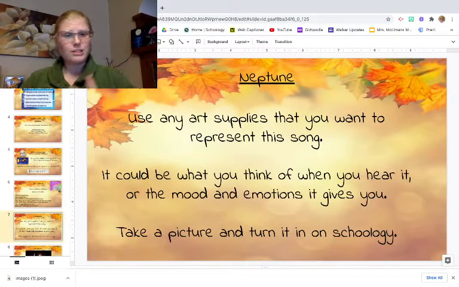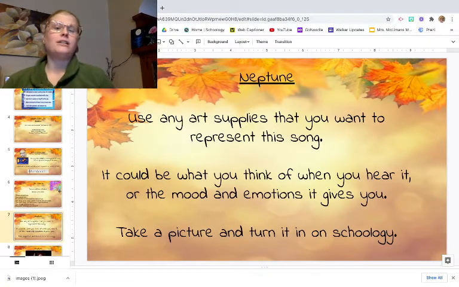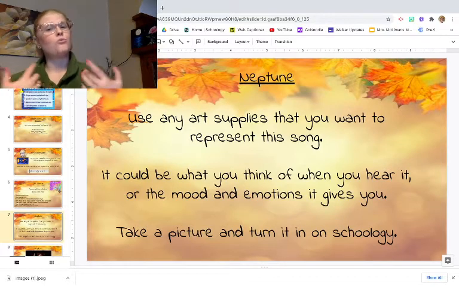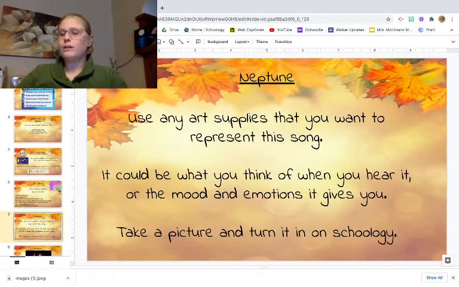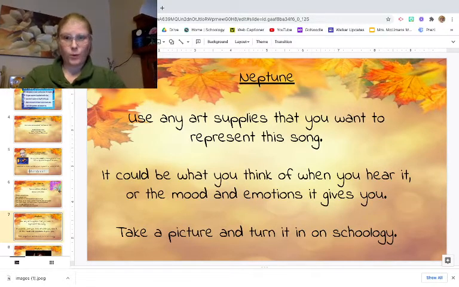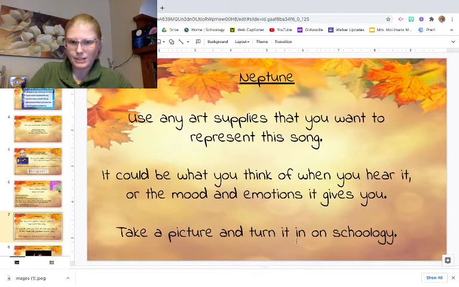I would like us to take any art supplies that you want to use to represent this song with me, okay? It could be as simple as you want. It could be as complex as you want. The idea is to represent the mood and the emotions that the music is bringing out, okay? And then at the end of class, I'm going to leave a little bit of time to take a picture and turn it in on Schoology. That's why I'm kind of rushing through this, okay?